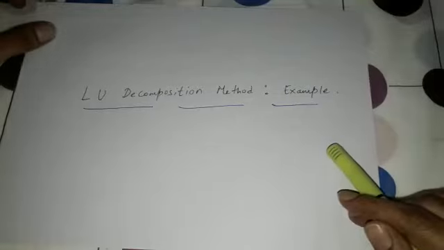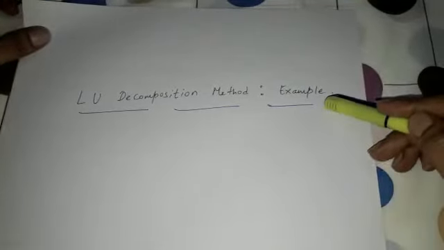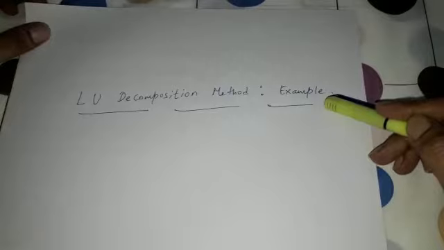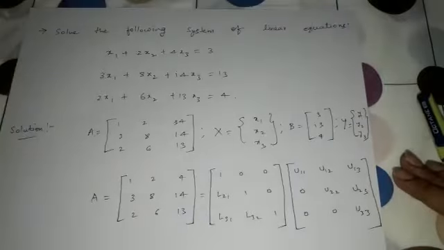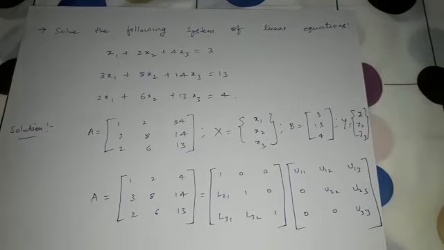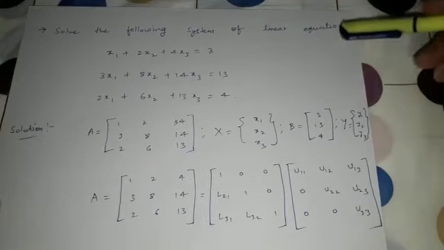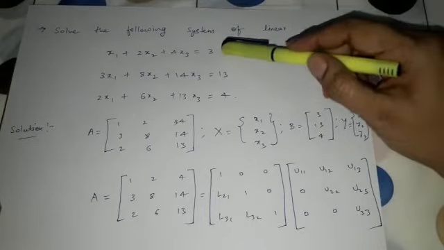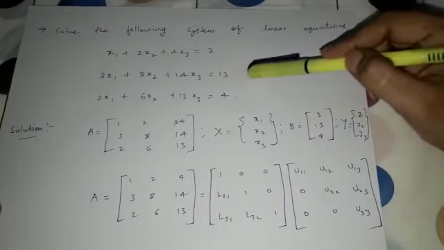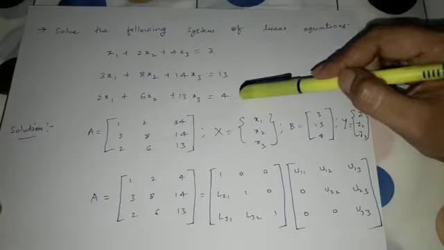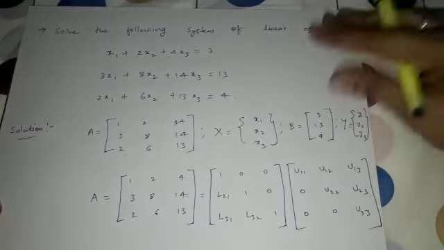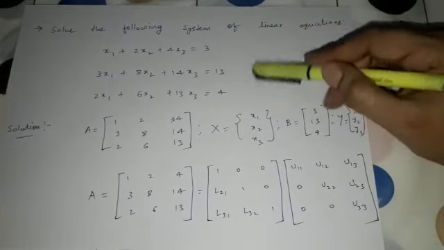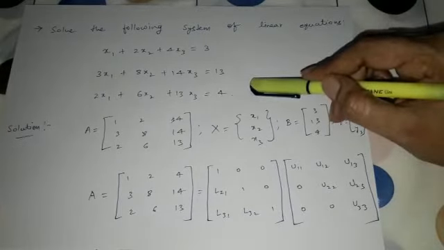Hello everyone. In today's lecture, we'll do one example problem to solve a system of linear equations by using the LU decomposition method. Okay, so let's take up this problem. Solve the following system of linear equations: x1 plus 2x2 plus 4x3 is equal to 3, 3x1 plus 8x2 plus 14x3 is equal to 13, 2x1 plus 6x2 plus 13x3 is equal to 4. Three equations, three unknowns. We need to solve this system using the LU decomposition method.